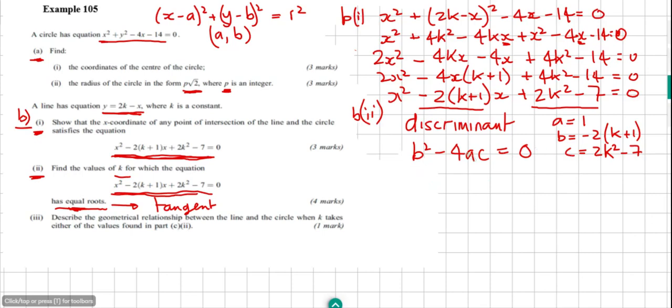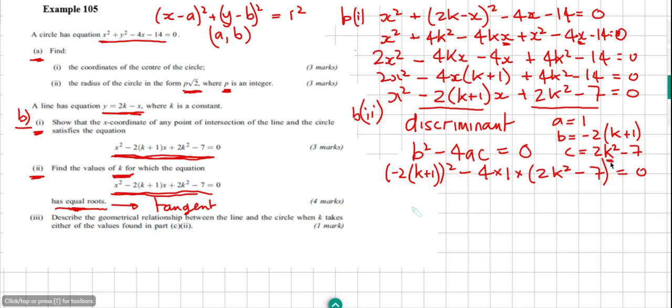So what we're going to do then is substitute them into this discriminant and create an equation. So we'll get b squared, so we'll get minus 2k plus 1 all squared, and then minus 4 times 1 times 2k squared minus 7, and that's all equal to 0. In fact, what we are doing is looking for the numerical value of k here.